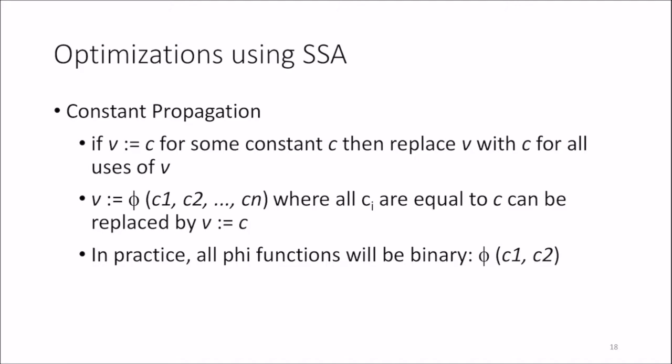Constant propagation can also be done in SSA form and can lead to further elimination of code. So if I have an assignment of some constant c to this variable v, then we can replace v with c for all the uses of v. So essentially we're taking that constant and using it everywhere that v was used.